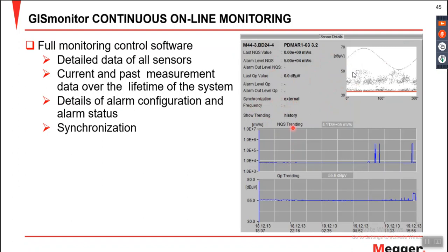synchronized by the external frequencies which are connected from the GIS, and you can identify the QP or NQS level of the partial discharge over a period of time on the same screen. So you can identify whether partial discharge is happening on that particular sensor or not, which will give you a PRPD pattern as well.